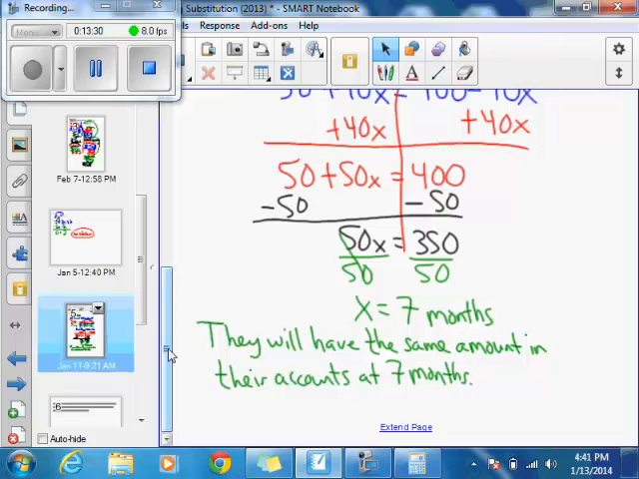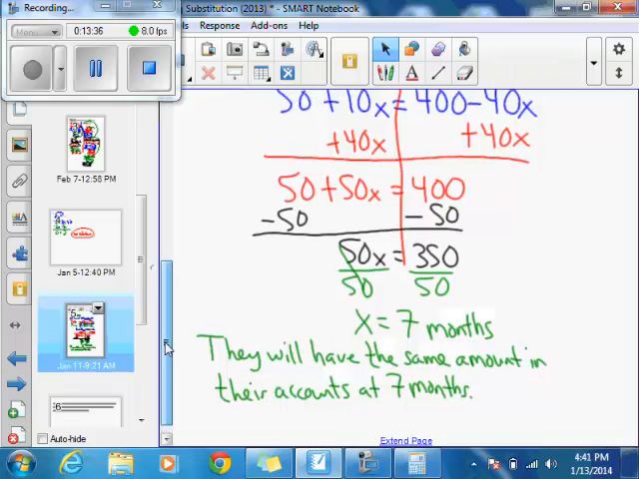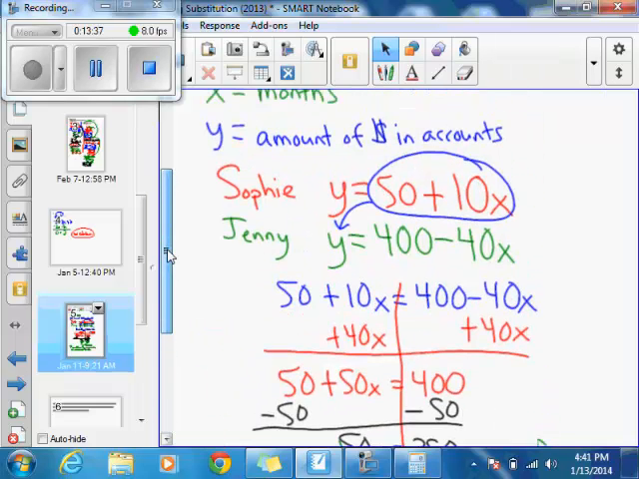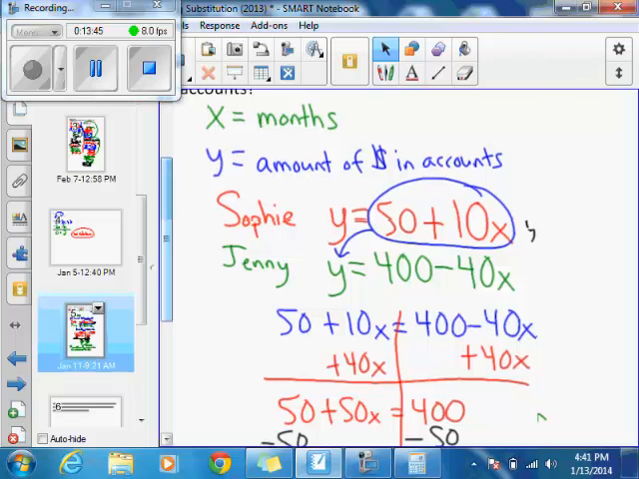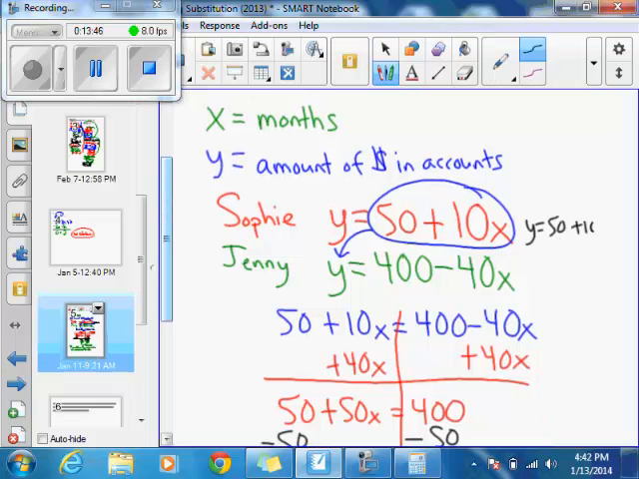Now it didn't ask, but if it asked how much money that was, we'd actually have to plug in 7 for x, go back to one of our original equations, and figure out what y was. So if it had asked, we'd do y equals 50 plus 10 times 7, and that would be 50 plus 70, which is $120. And then a good way to check would be to just plug that in the second one. It's 400 minus 40 times 7 equal to that, and it is.